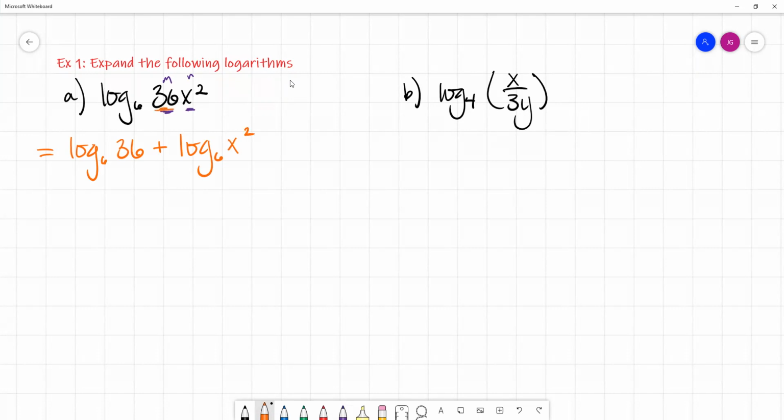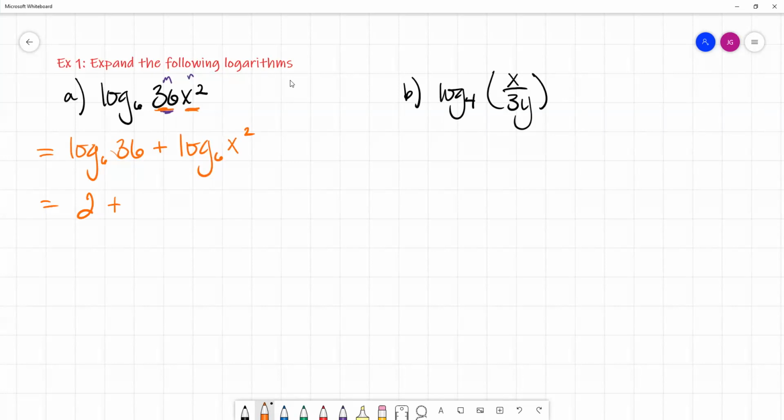Okay, so that's our first step. We notice that we have 36 times x squared. That's kind of like the outermost thing that's happening. And so we write it like that. That's our first step in expanding. Now, notice that there's one thing we can do with each logarithm. What can we do with this first one? Whenever you have log of a number, always ask yourself, can I actually evaluate that? Because if you can, you should, okay? So log base 6 of 36, 6 to what power gives me 36? That would be 2, okay? And then we move on to the next one, plus log base 6 of x squared.